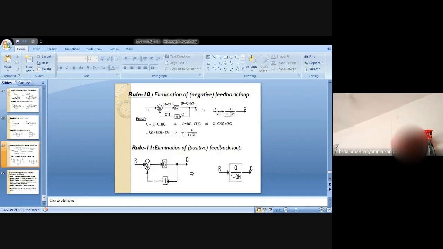So what is our input? R. Output C. So what is the transfer function? The overall transfer function value is G by 1 plus GH. So this whole thing can be replaced by this simple block. Similarly for positive feedback, R is the input, C is the output, and the transfer function is G by 1 minus GH. Here 1 plus GH, here 1 minus GH. These are all the rules for reducing the block diagram to determine the overall transfer function of the system.